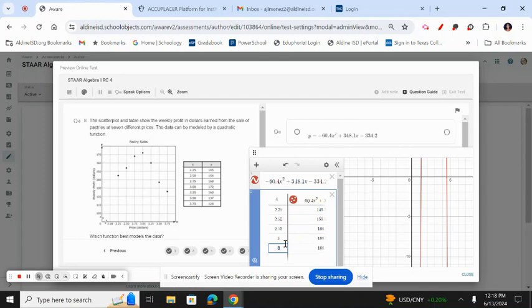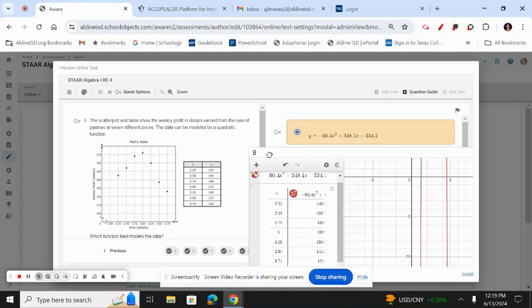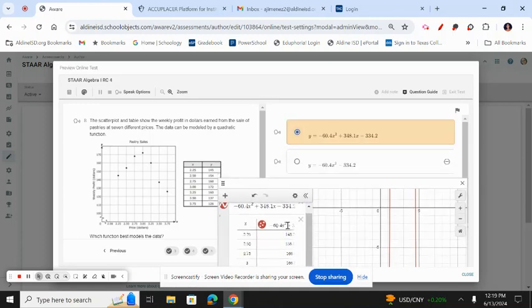Close, not that much. 3.25. Yeah, that one's really close. 350. And then 375. Alright, all of these values are close, so my answer would be that one. If you want to be more sure, then we can just go right here, change the equation.